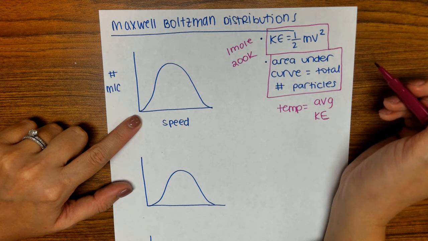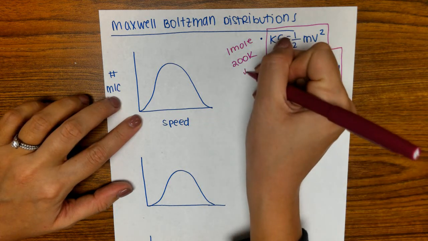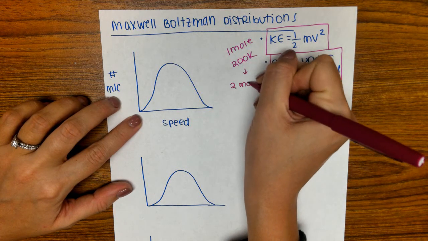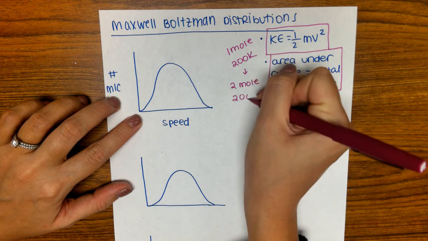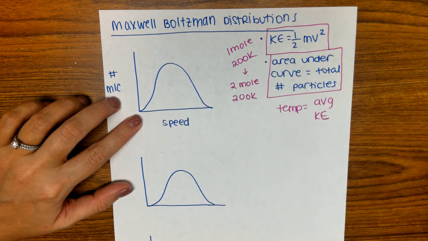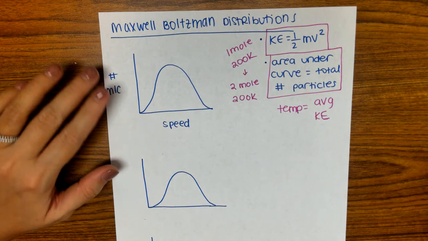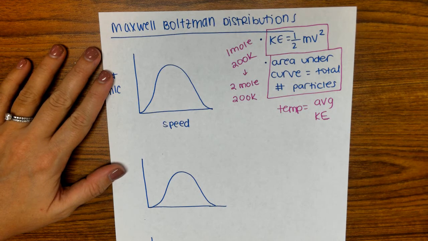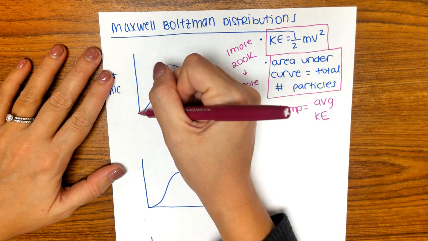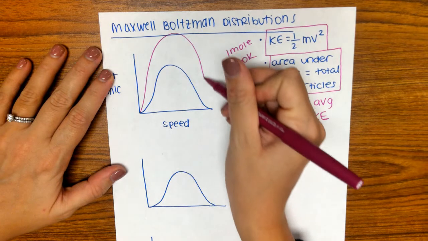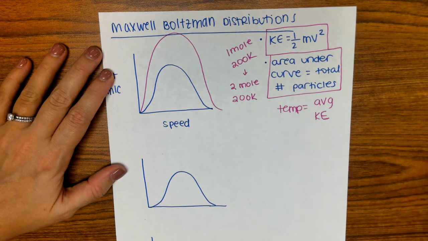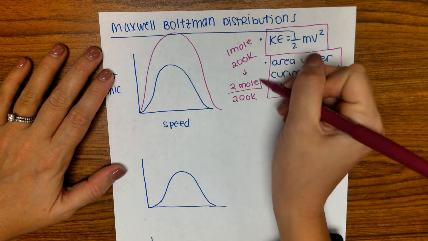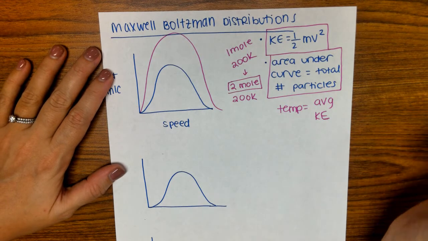So let's say I changed it and I said you were going to have 2 moles of gas at 200 Kelvin. Now, the area under the curve, the total number of particles, should double because the amount of particles doubled. And so you would just need to make it the same. The peak should be at the same spot, but the area would be doubled because you doubled the amount of gas.